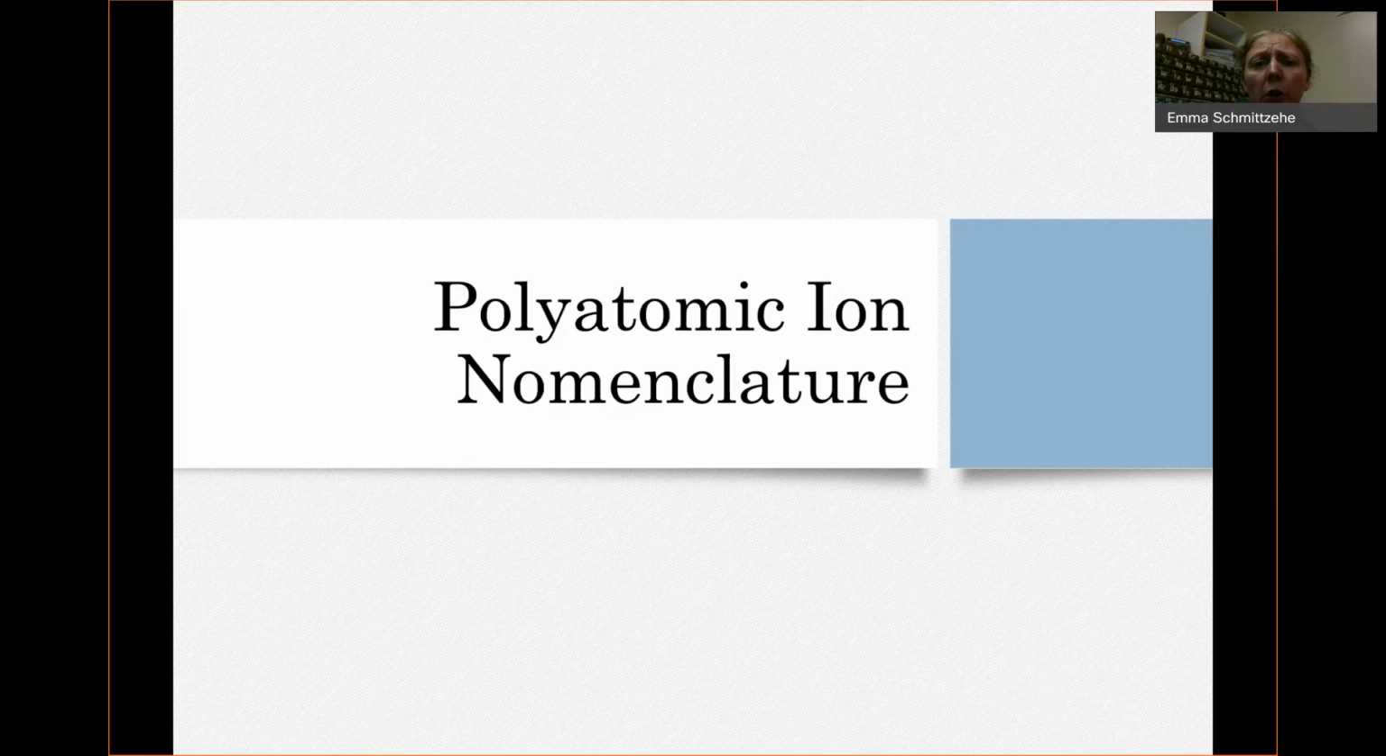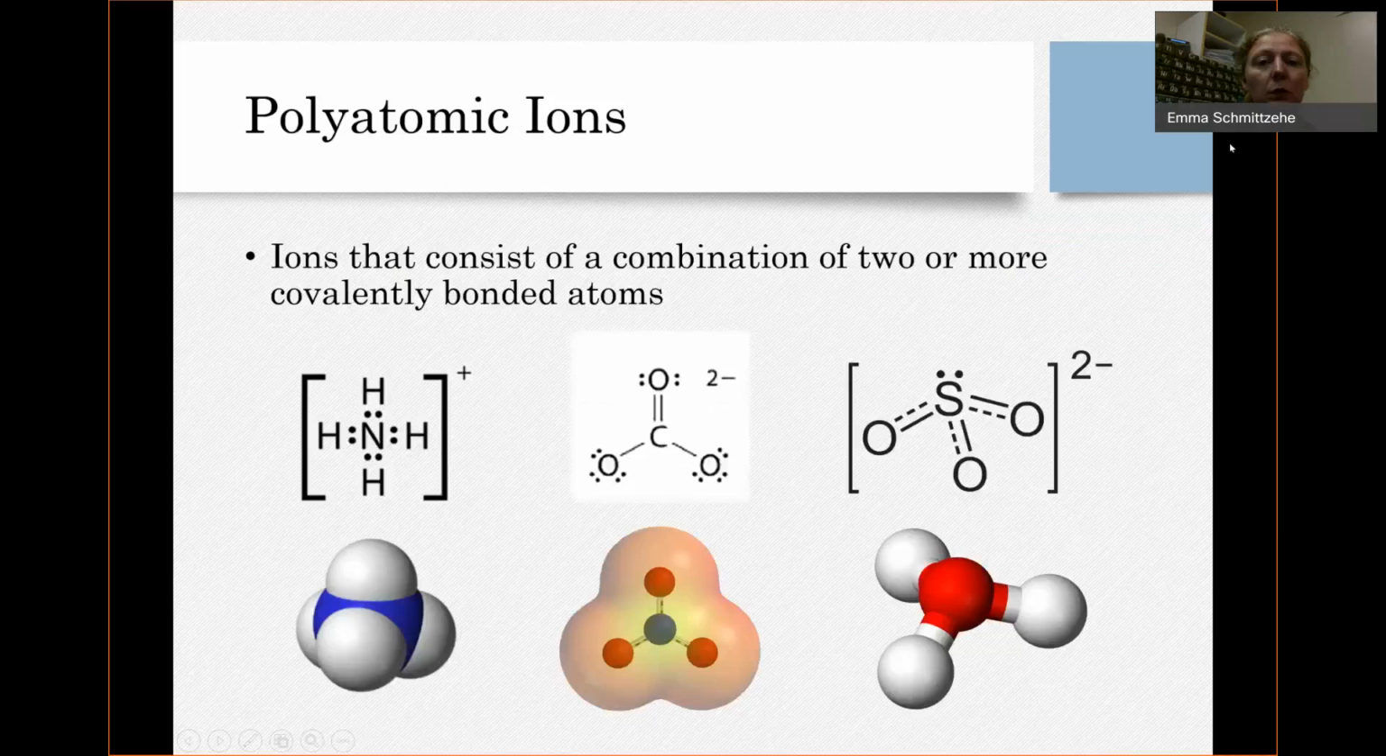And so we're going to talk about some systematics and some things that you just have to live with not being systematic. Before we get into that, let's look at what actually a polyatomic ion is. Polyatomic ions are ions that consist of two or more covalently bonded atoms.